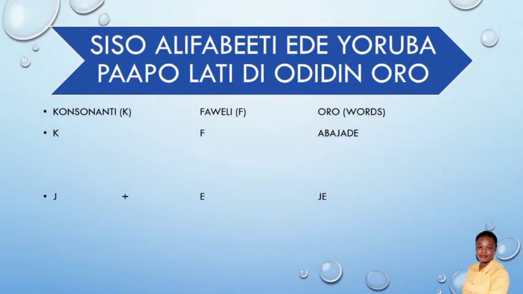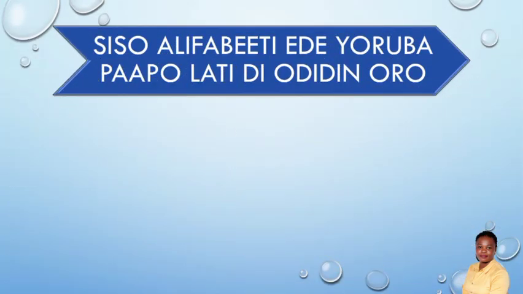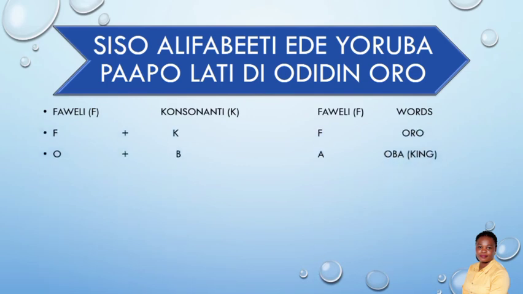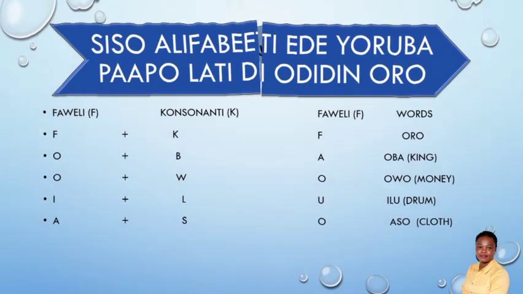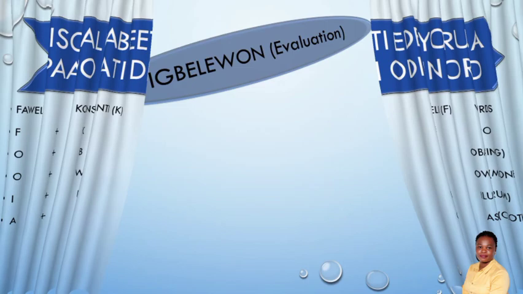So let's join them together to give us words. K stands for consonant, F stands for vowel, then the outcome. We will give you wa, li o will give you lo, g e will give you je. So let's form bigger words. For example, if we have o, b, a we give you oba, that's king. If you have I, li, u we give you ilu, that is drum. If you have a, she, o we give you asho.